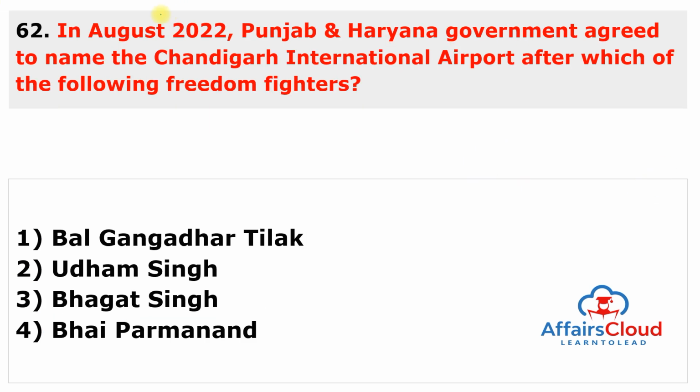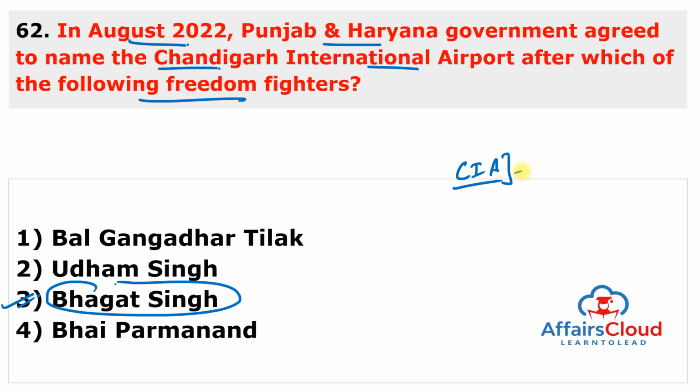Next question is, in August 2022, the Punjab and Haryana government agreed to name the Chandigarh International Airport after which of the following freedom fighters? And this is Shahid Bhagat Singh. Answer of this question is 3. So Punjab and Haryana agreed to name the Chandigarh International Airport after freedom fighter Shahid Bhagat Singh for his collective contribution to both the states.